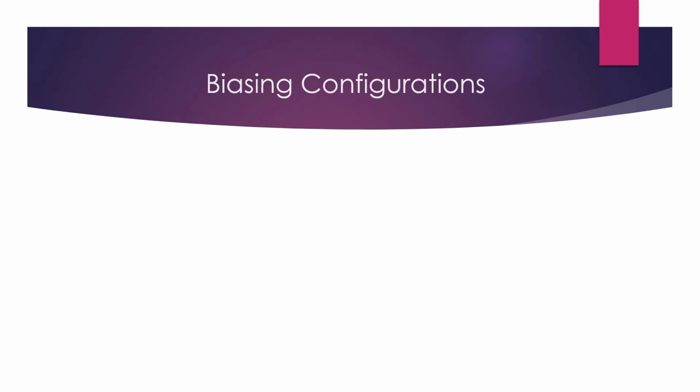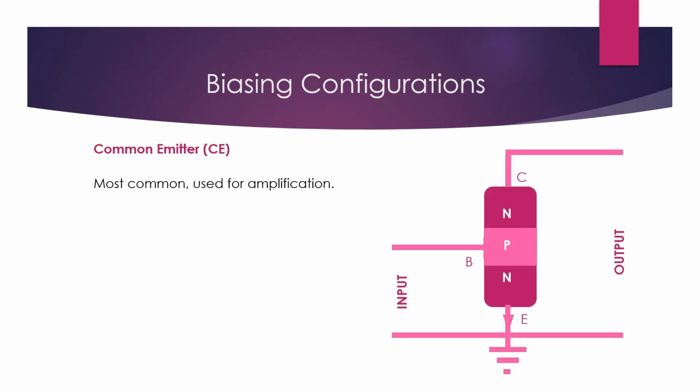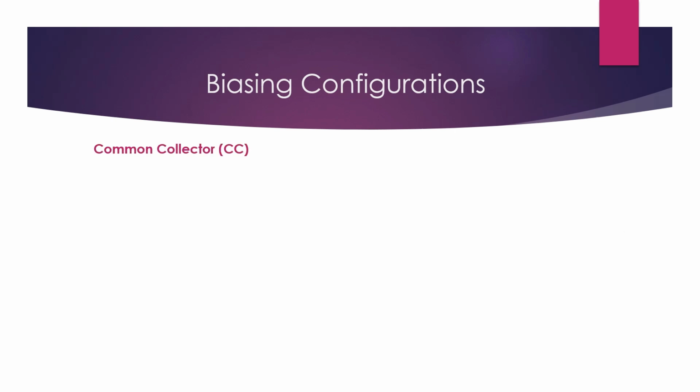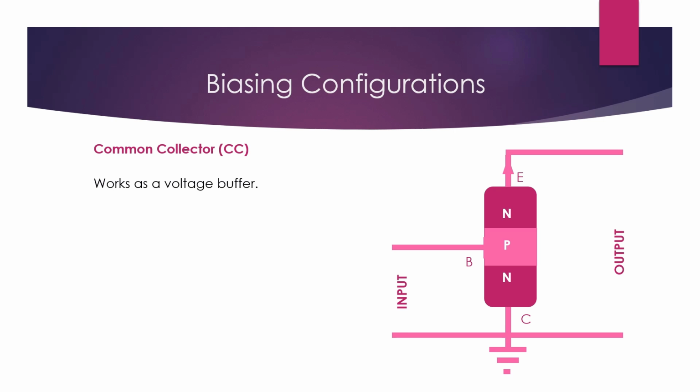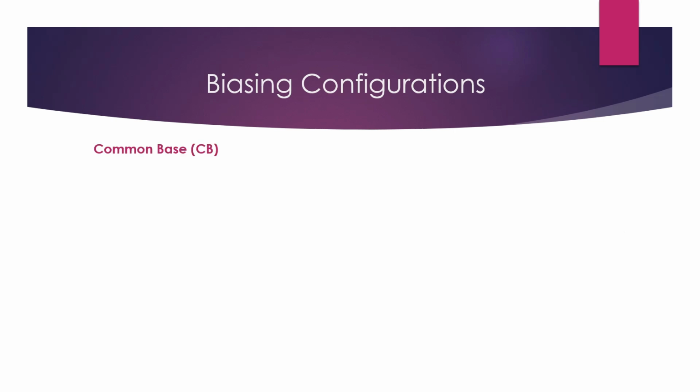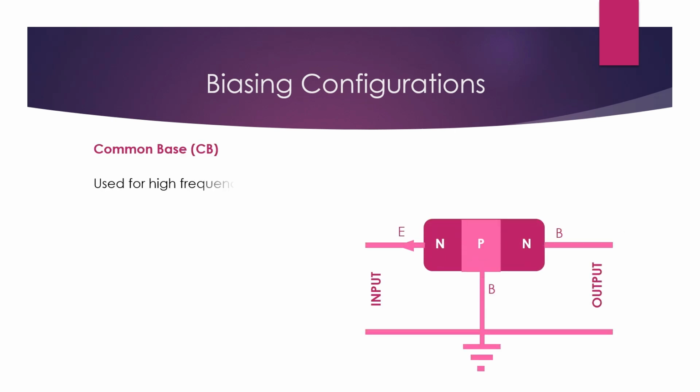Biasing is applying correct voltages for proper operation. There are three main configurations. 1. Common emitter. Most common, used for amplification. 2. Common collector. Works as a voltage buffer. 3. Common base. Used for high-frequency applications. Why biasing matters? Because without correct bias, the transistor won't work in the desired region: cutoff, active or saturation.